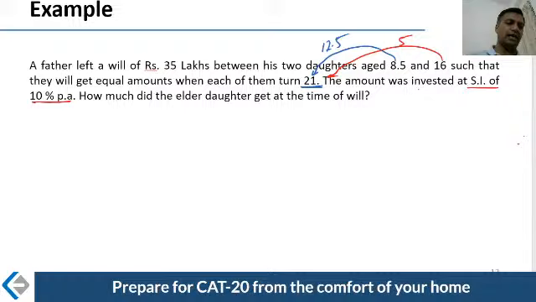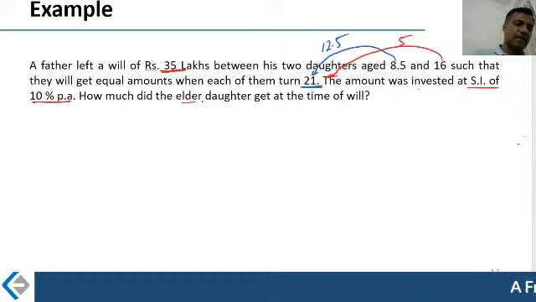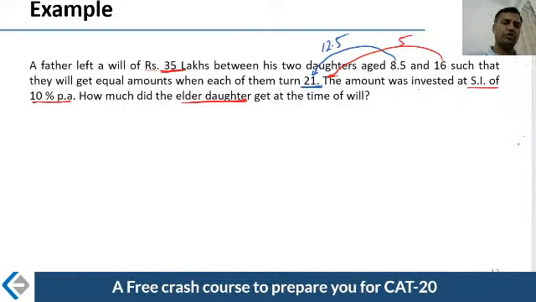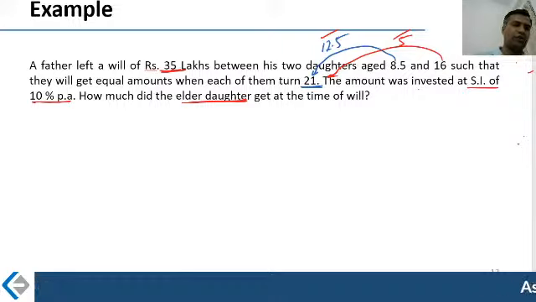How much did the elder daughter get at the time of the will? Therefore, how should I break this will, what is the share of the elder daughter out of this 35? How should the father share this particular money? Not equally, because one person is getting less time, the other person is getting more time. So how do I put this in perspective?